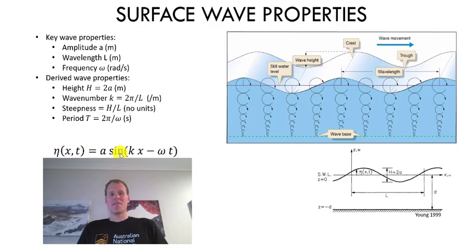The other derived wave properties we've also already introduced are the steepness, which is the ratio of the height to the wavelength. And the other key one is the period, which is 2 pi over the angular frequency. So that's how long, if you're sitting at a fixed point, say here, it takes for the wave to propagate past and you to get from one crest to the next crest as the wave propagates past.